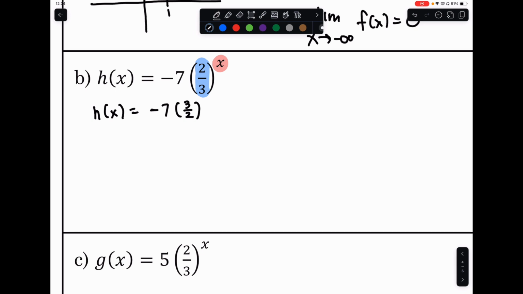And because this number is bigger than 1, that would mean by our exponential rules that this exponent is going to become a negative x. So this is the function that we're looking at. And now with this value being a number greater than 1 and the exponent being negative, this is an example of an exponential decay function.